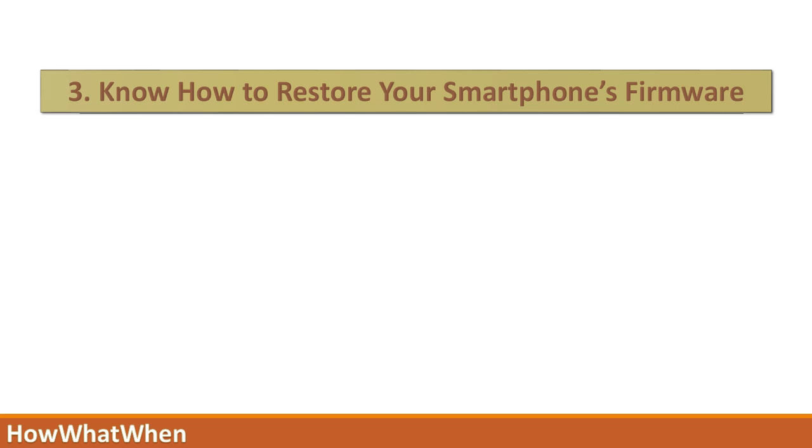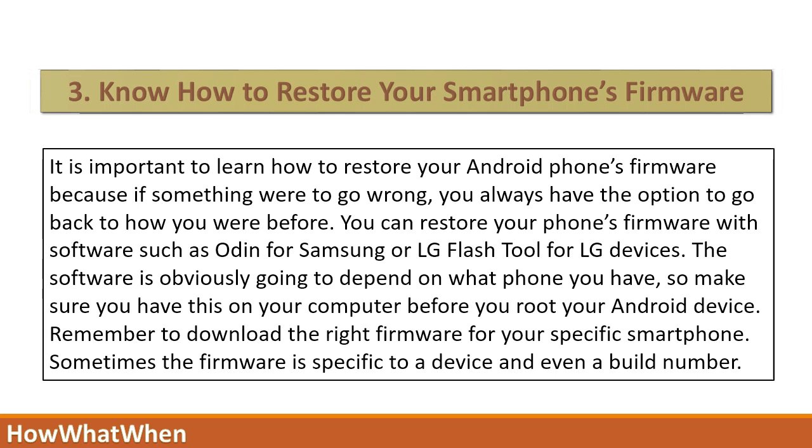Know how to restore your smartphone's firmware. It is important to learn how to restore your Android phone's firmware because if something were to go wrong, you always have the option to go back to how you were before. You can restore your phone's firmware with software such as Odin for Samsung or LG Flash Tool for LG devices. The software is obviously going to depend on what phone you have, so make sure you have this on your computer before you root your Android device. Remember to download the right firmware for your specific smartphone. Sometimes the firmware is specific to a device and even a build number.